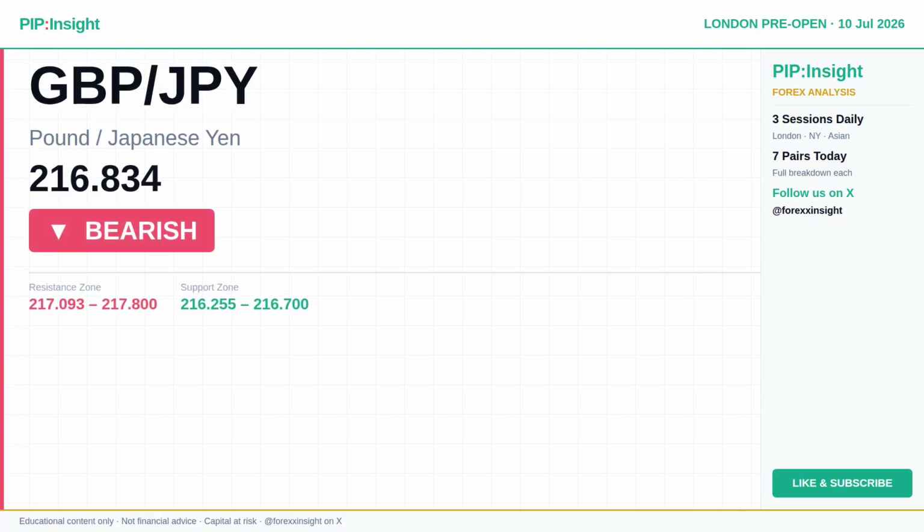Pound yen. The chart is showing bearish structure on this session. The 4-hour trend is to the downside and the 1 hour is also pointing lower. Resistance is marked between 217.093 and 217.8. Support is marked between 216.255 and 216.7. Here is the full chart breakdown.